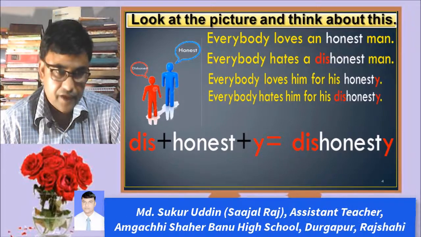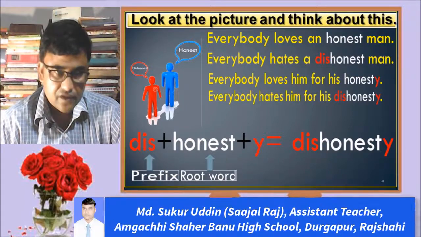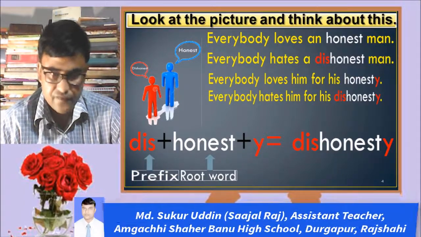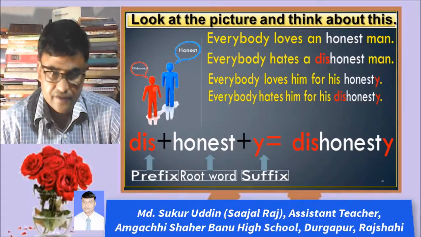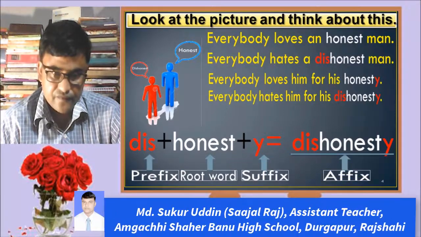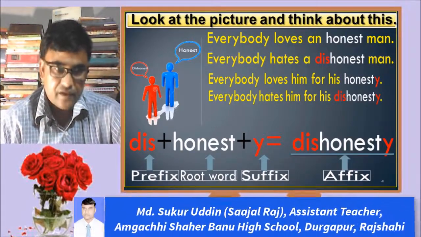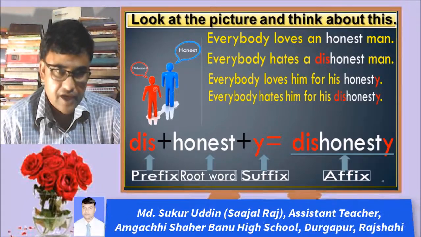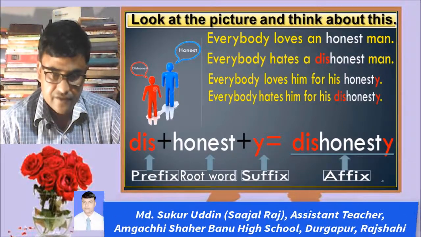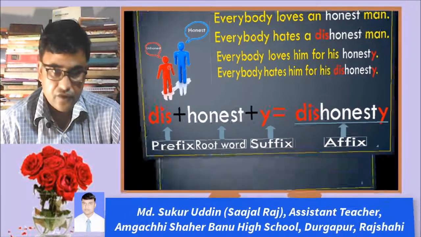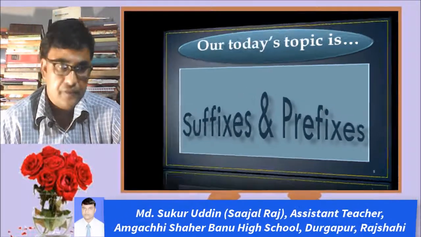Look here: honest is a root word. Dis is a prefix, and y is added after honest, so it is a suffix. And dishonesty is an affix. So we can say that the root word with a prefix and suffix together is called an affix. Do you understand? So our today's topic is suffixes and prefixes. Okay?